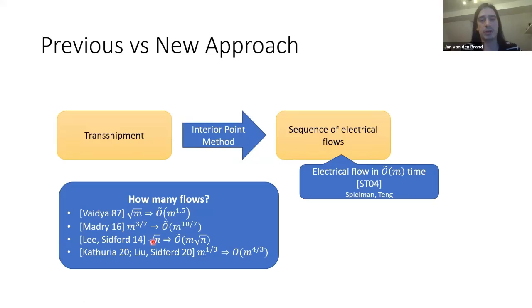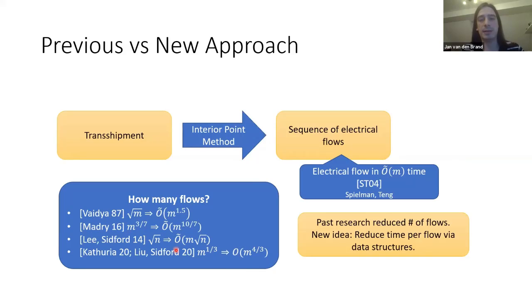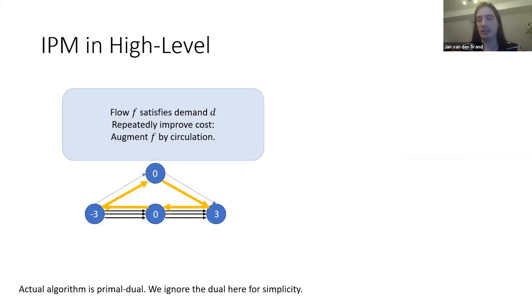The number of electric flows you have to compute decreased over time, and that's where these complexities from the previous slide came from. Now, our approach to attack this problem was slightly different. While everyone before tried to reduce the number of flows, we are going to reduce the time required per flow that we have to compute. So how can we reduce the time per electric flow?